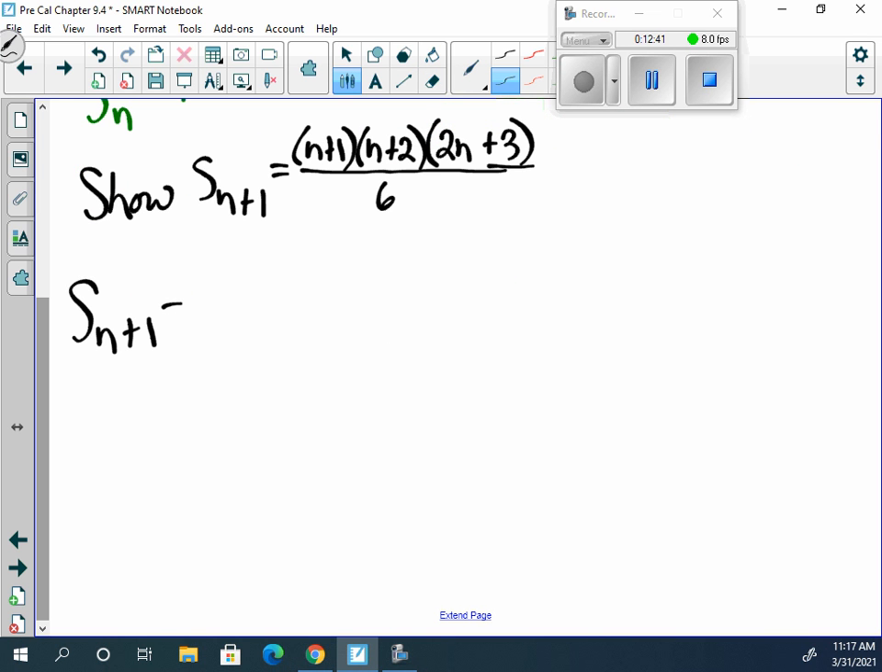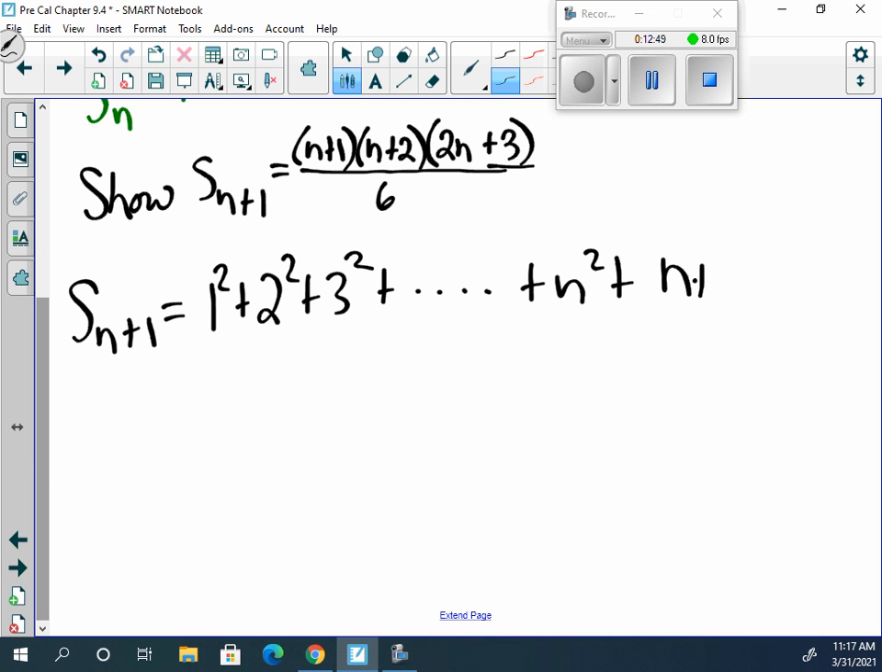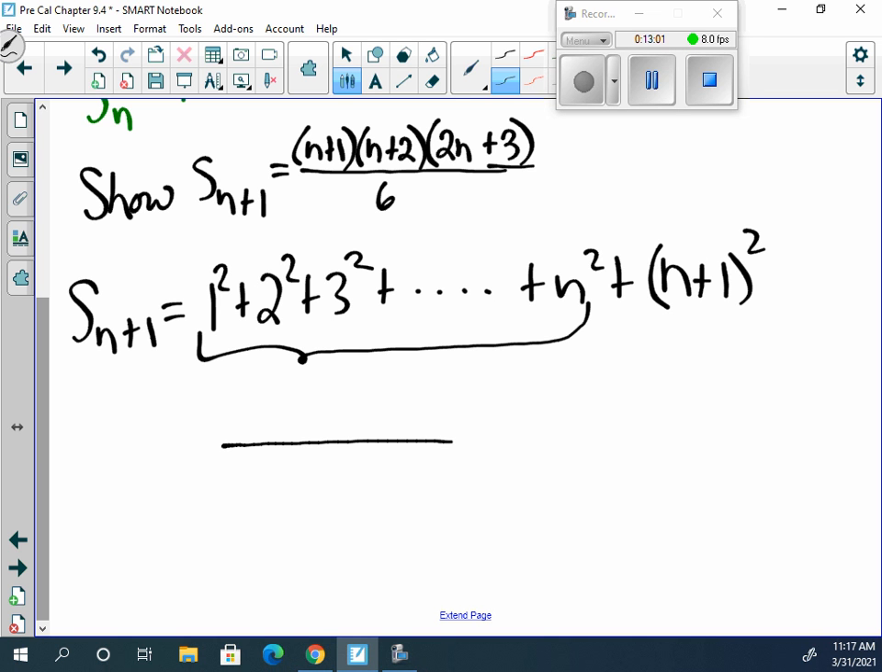So S of n plus 1 would be 1 squared plus 2 squared plus 3 squared up to n squared plus n plus 1 squared. So we have all this here. Now, because of our original assumption, we know all of this here is n times n plus 1 times 2n plus 1 over 6.